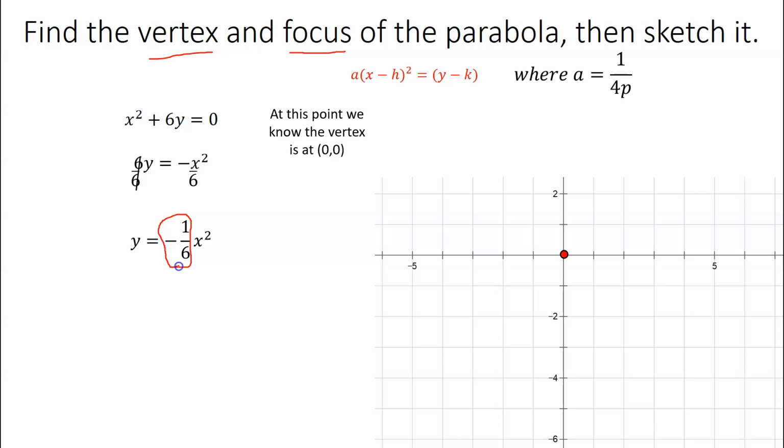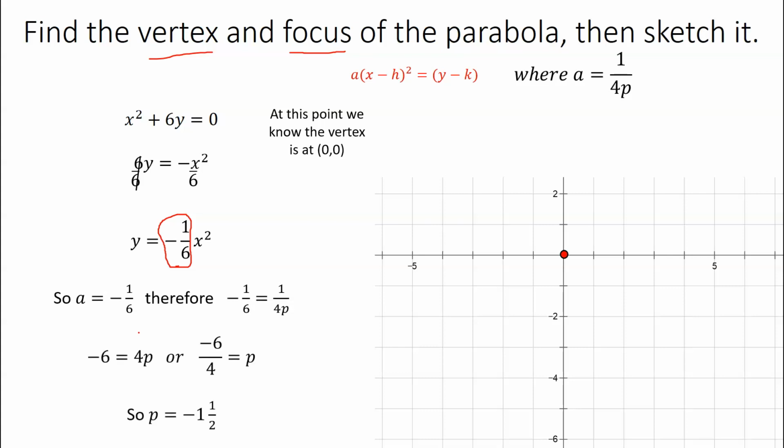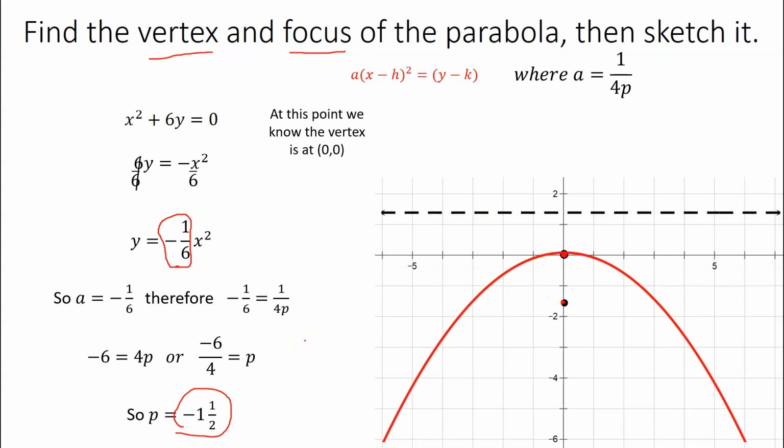As soon as we get the a, we can solve for the focal distance p. p is 1 over 4 times a, so I just go 1 over 4 times negative 1/6. And what I end up with is a focal distance of negative 1.5. So right about there is where that focal point is going to be. And there it is. By the way, the directrix was 1.5 back as well.